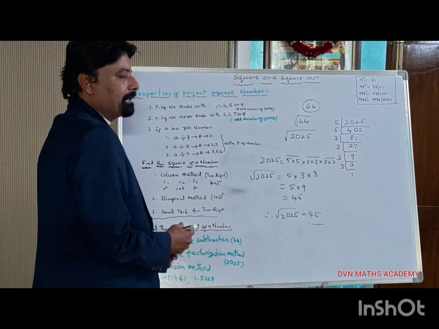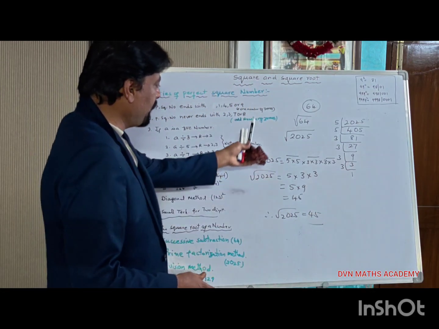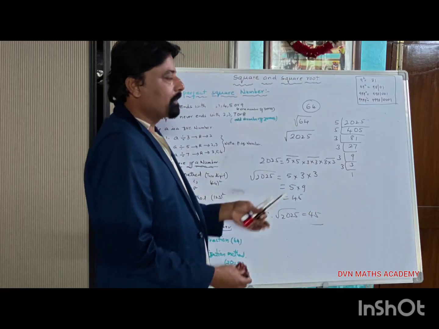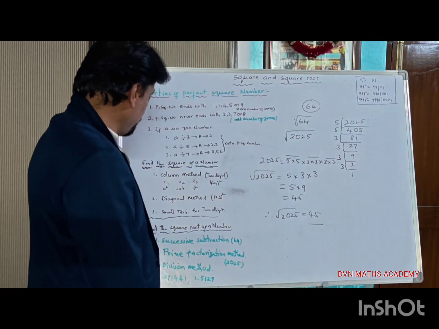So this method is called the factorization method. By the factorization method also you can find the square root of the given number.